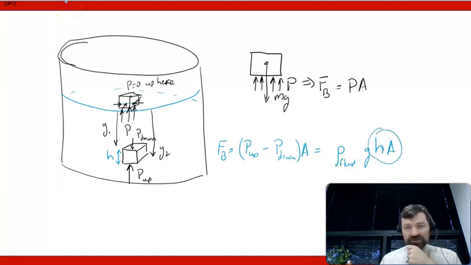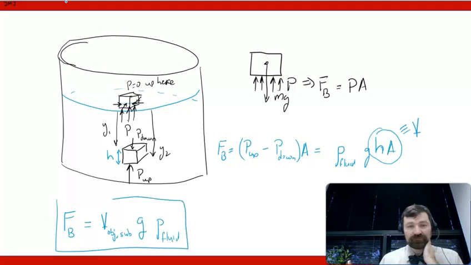But this right here is just the volume of the object which is submerged. So I've obtained a buoyant force in terms of the fluid and object properties. The buoyant force is the volume of the object submerged, times g, times the density of the fluid. So that gives you your buoyant force.